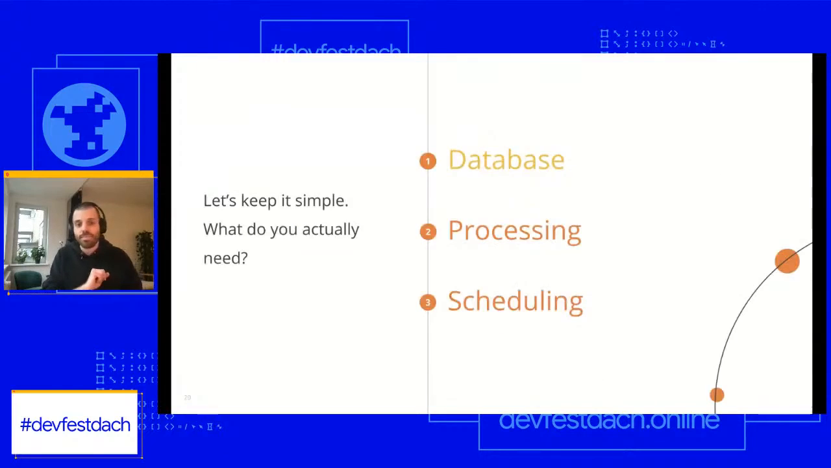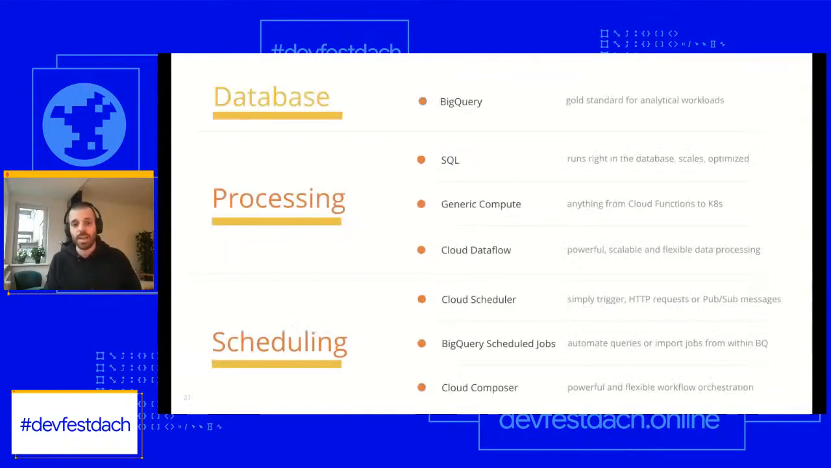So to sum it all up, we've talked about databases, processing, and scheduling. And I gave you a couple of options and examples of tools that you can use for these three areas. So database, honestly, again, sorry for not having more options, but if you're on Google Cloud, take a look at BigQuery. Processing, stay as long as you can in SQL, and then maybe use a little bit of generic compute short term if it's really necessary, but be very careful with the kind of scaling limitations that you have in these kinds of environments.